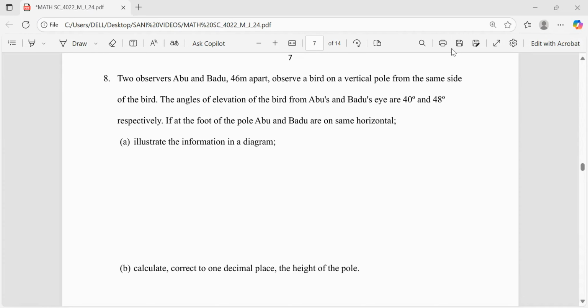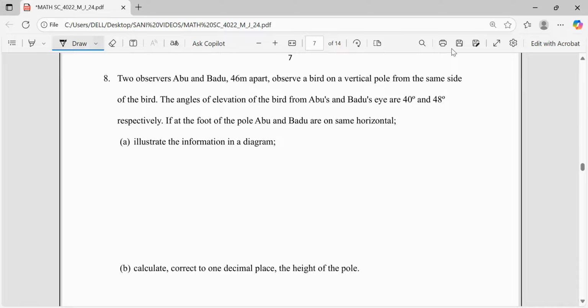Question number 9 says, two observers, Abu and Badu, 46 meters apart, observe a bed on a vertical pole from the same side of the bed. The angles of elevation of the bed from Abu's and Badu's eyes are 40 degrees and 48 degrees, respectively. If at the foot of the pole, Abu and Badu are on the same horizontal, illustrate the information in a diagram. So let's have it.